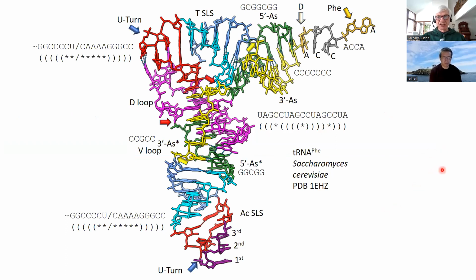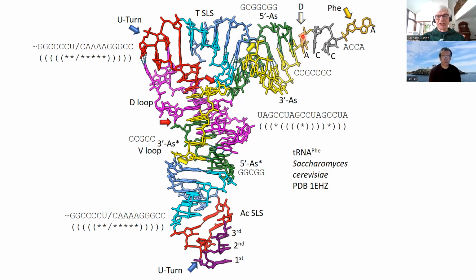So this is the solution to the puzzle. This here: stem, loop, stem, stem, loop, stem, stem, loop, stem, stem, loop, stem. This is a CGC repeat. This is a GCG repeat. This is based on a CGC repeat, GCG repeat, UAGCC repeat.